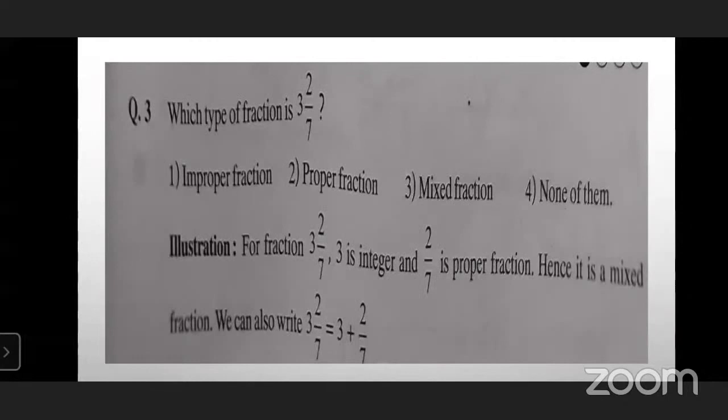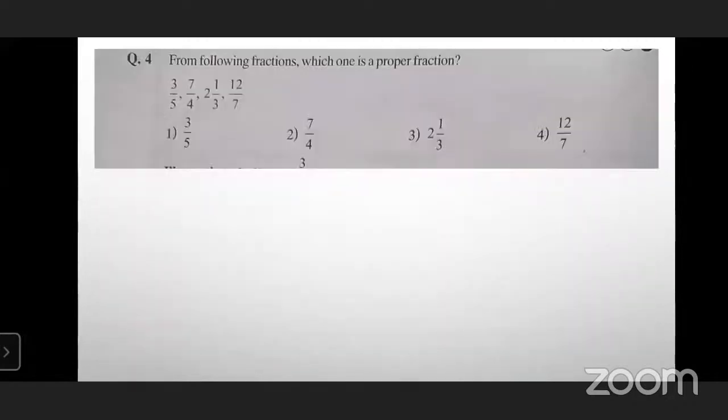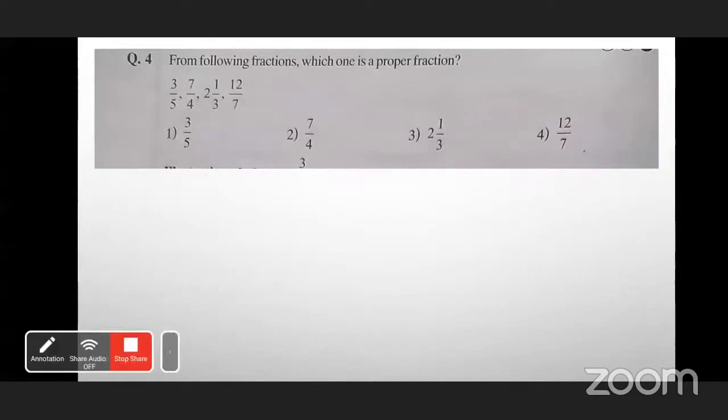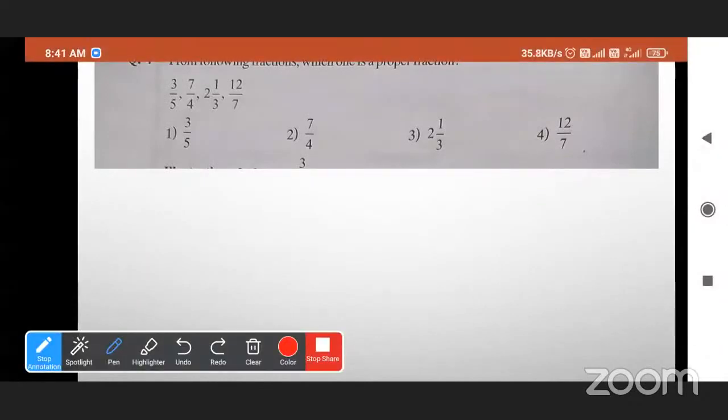See here, 3 is an integer and 2 upon 7 is a proper fraction. Hence it is a mixed fraction. Very good. Now from the following fractions, which one is a proper fraction? 3 upon 5, 7 upon 4, 2 and 1 upon 3, and 12 upon 7. Which one is the proper fraction?